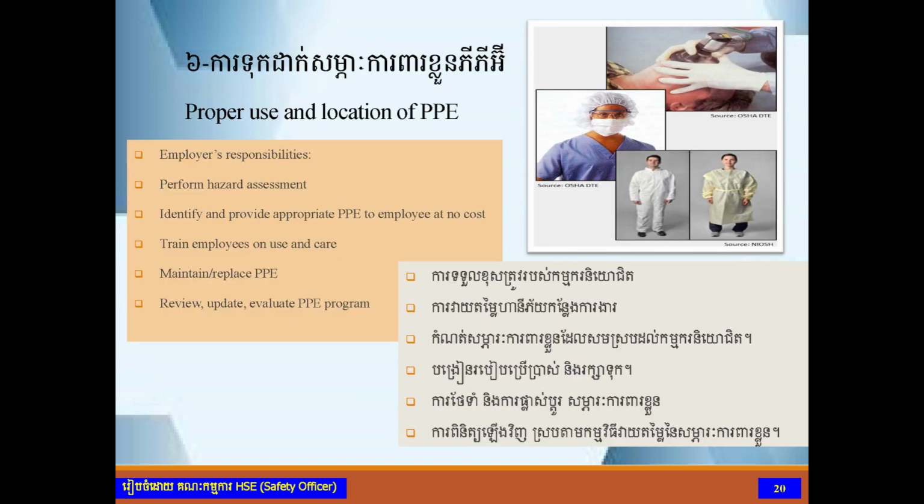20. Employer's responsibilities. Perform hazard assessment. Identify and provide appropriate PPE at no cost to employees. Train employees on use and care of PPE. Maintain and replace PPE as needed. Review, update, and evaluate the PPE program.